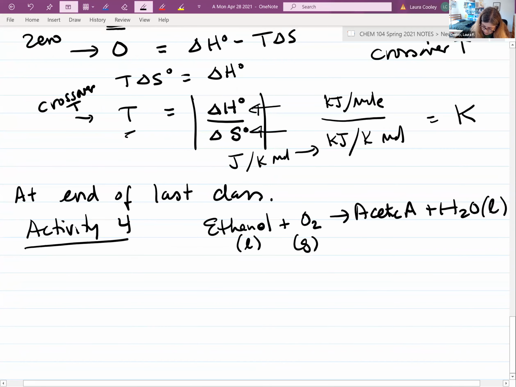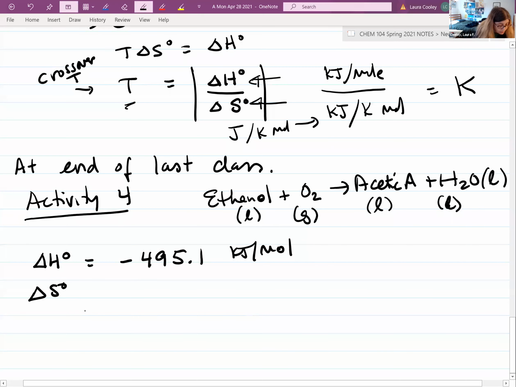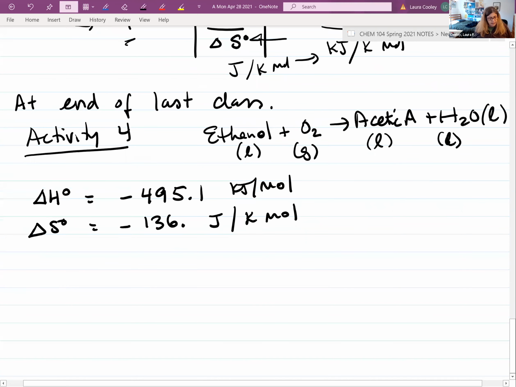Okay. And this was liquid and liquid. And what we found last time was that the delta H0 for this reaction was a really large negative number. And the delta S for this reaction, this is from last class, is negative 136 joules per Kelvin per mole.